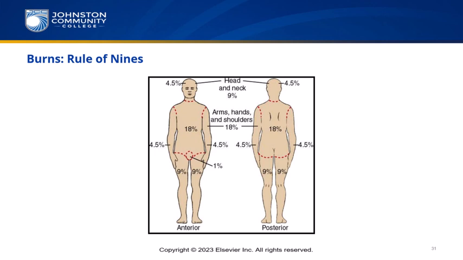On the dorsal surface of the body, again, we have 4.5% on the neck and the head, 4.5% on the back of each arm, 18% for the torso, 9% for the back of each leg. If the total back of the body is 49.5%, the total for the body is 100%.